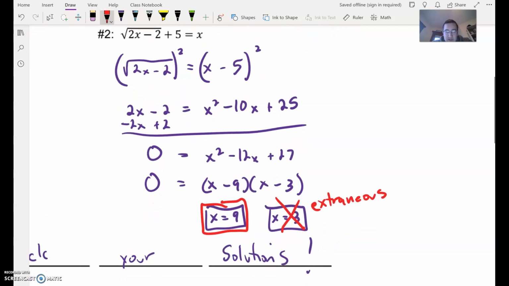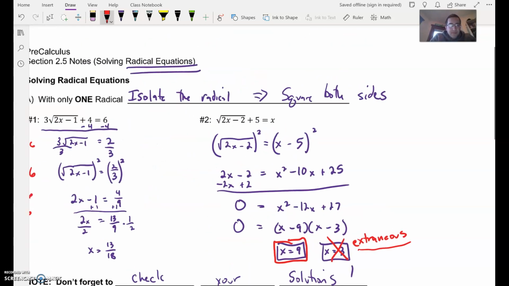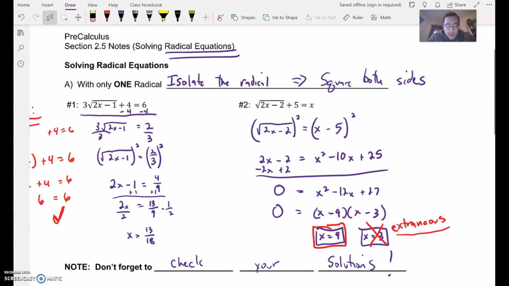So did you see how if you're doing a test right here, I'd give you almost full credit for this. But if you forget to check your solution, you'll lose a little bit of points. So beware. But long story short, the steps for this, and we're going to practice all these all day on Tuesday: if you only see one radical, isolate it, and then square both sides and solve.